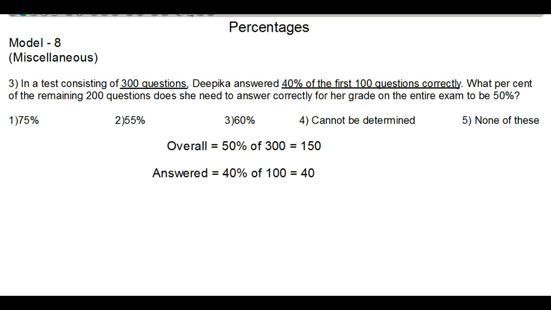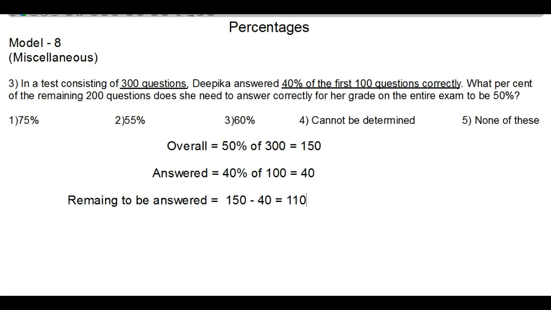So now we know that overall Deepika should answer 150 questions correctly, and she has already answered 40 questions correctly from the first 100 questions. That means there are 110 more questions, which is the difference of 150 and 40, equal to 110. So there should be 110 questions that she needs to answer correctly to get the grade of 50%. Now, the remaining questions are 200. So out of these 200 remaining questions, 110 questions have to be correct.